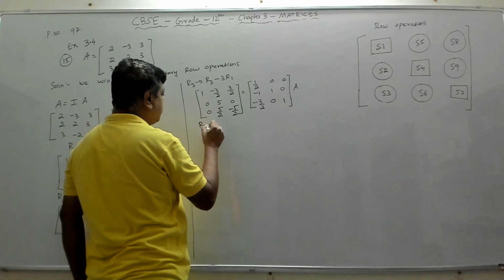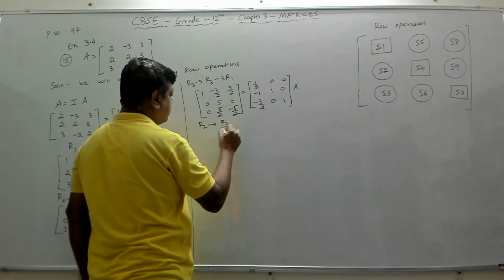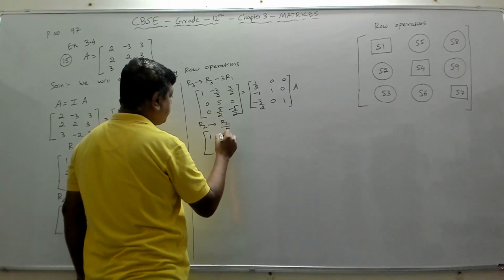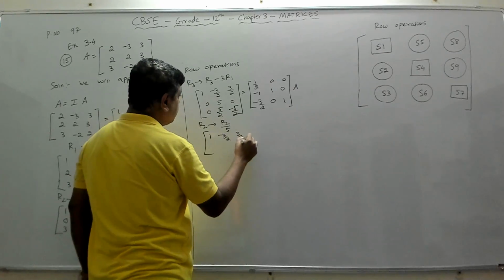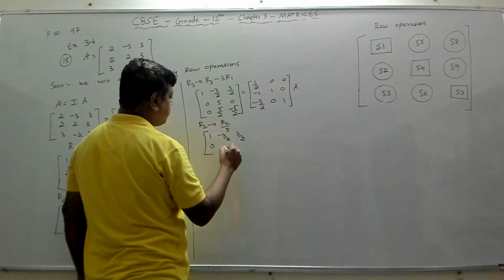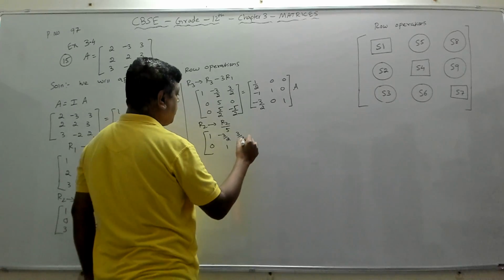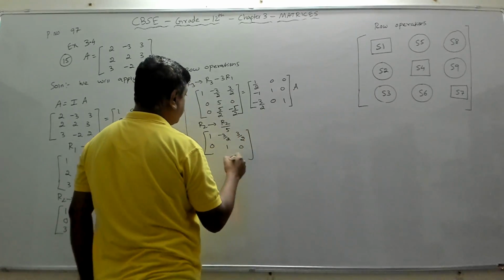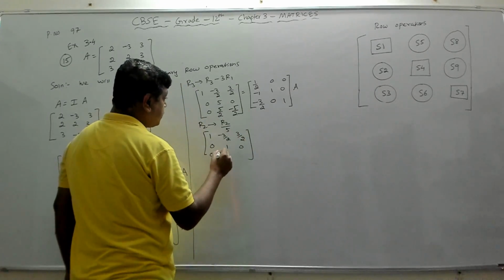So the easy way to make this as 1 is to divide each element by 5. So I can say R2 is R2 by 5. In that case, I will get 1, minus 3 by 2, 3 by 2, and this will become 0, 0 by 5 is 0, 5 by 5 is 1, 0 by 0 is 0. Right? And this will be third row, no change.